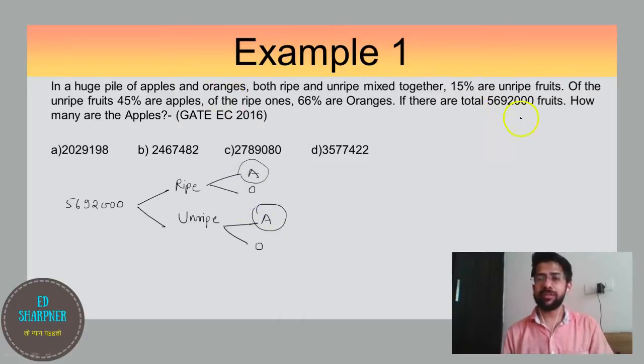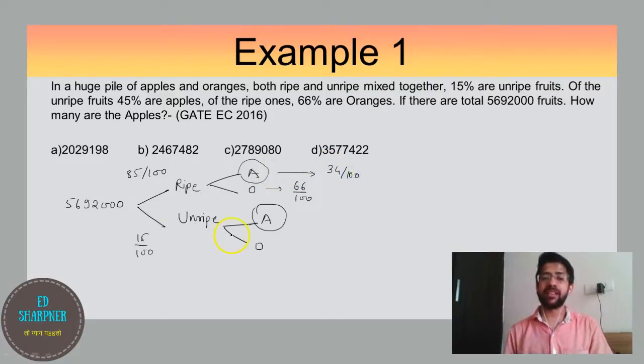Out of all these fruits, 15% are unripe fruits. So let us write 15 by 100. That means 85 by 100 are ripe fruits. We have oranges as 66%. That means oranges are 66 by 100. Alright, that means apples must be 34 by 100. In unripe fruits, apples are 45%. That means 45 by 100. And oranges are hence 55 by 100.